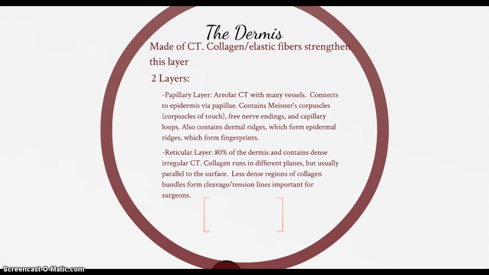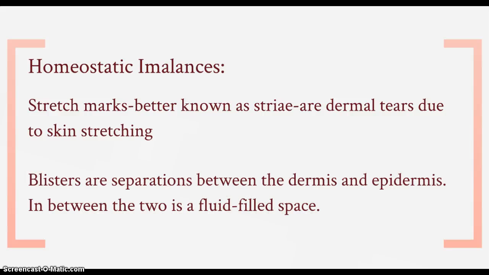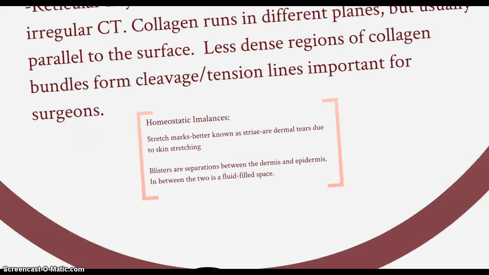So let's talk about a homeostatic imbalance for a moment. Stretch marks. They're better known as stretch marks, but they're also known as striae. And they're tears in the dermis due to stretching of the skin. And blisters, there's another homeostatic imbalance. A blister is actually separation between the dermis and the epidermis, and there's fluid within that space.